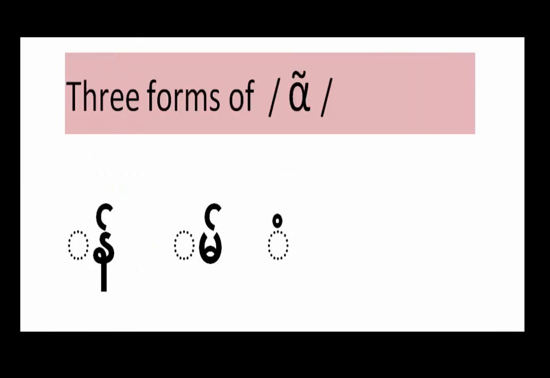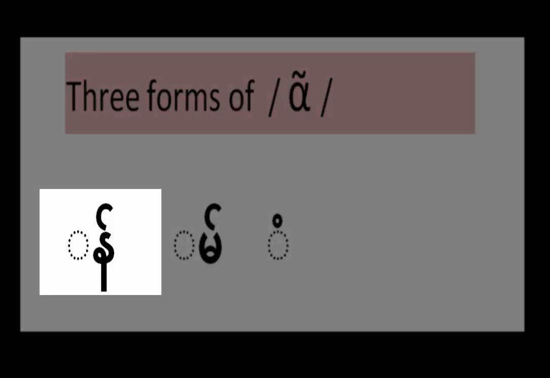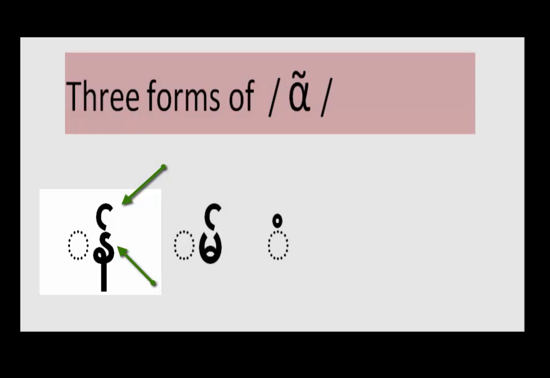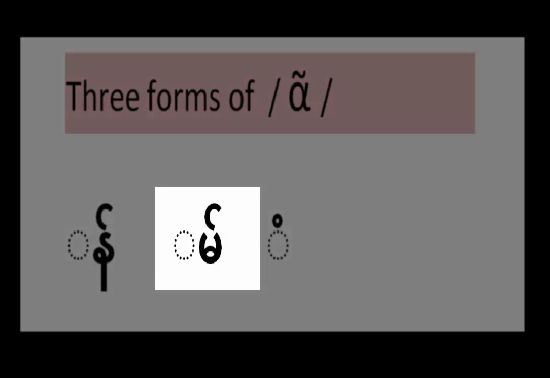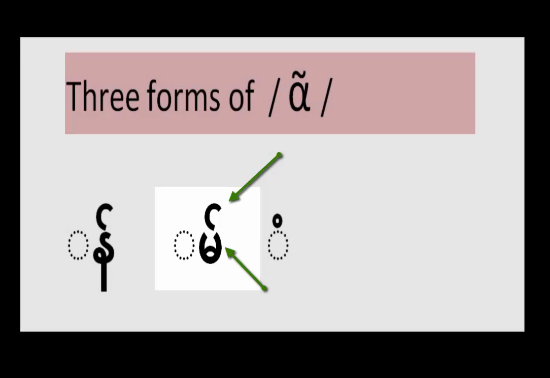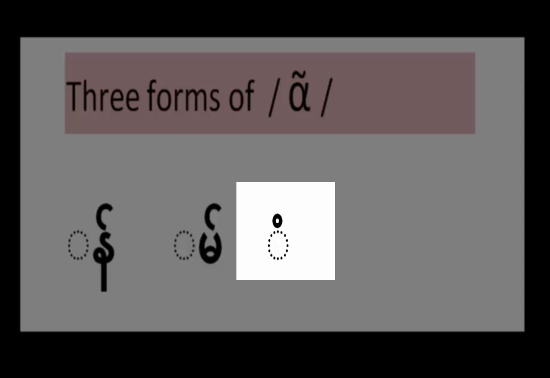The nasal sound an could be written in three forms. The first form contains the letter na plus the usual killer symbol, while the second one has ma plus the killer symbol. The last one is quite interesting. You have the dot above the letter, which gives the same nasal sound an.